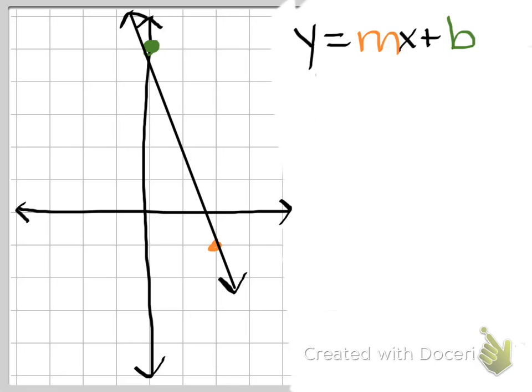So this will be the last problem where we use color coding for the points. So really make sure you're thinking about how you know where the y-intercept is and where the slope is.